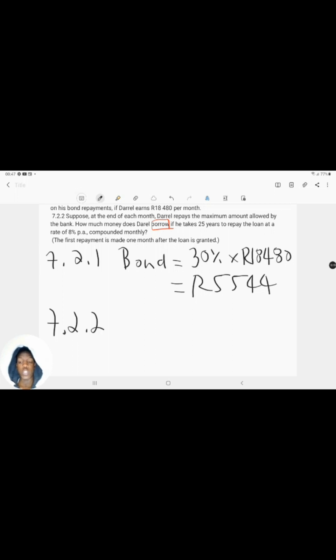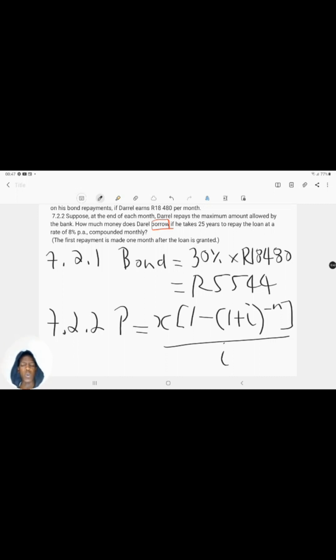In this case, you're using the present value because you are borrowing money, or Daryl rather is borrowing money from the bank. Okay, so then you will have to use this formula, the present value formula. You can get it from your formula sheet. There's no point in trying to memorize it. Get it from your formula sheet. Okay, this is what it looks like.